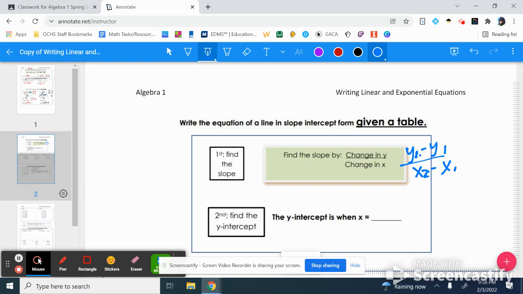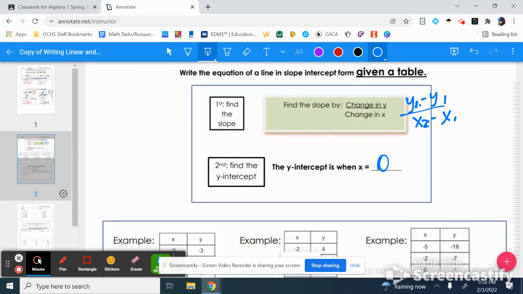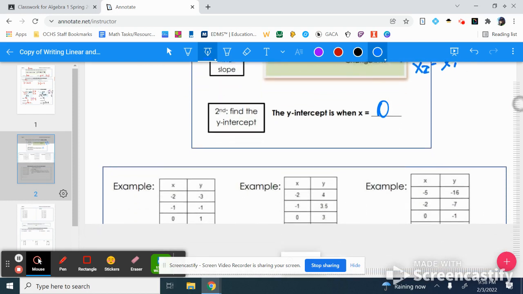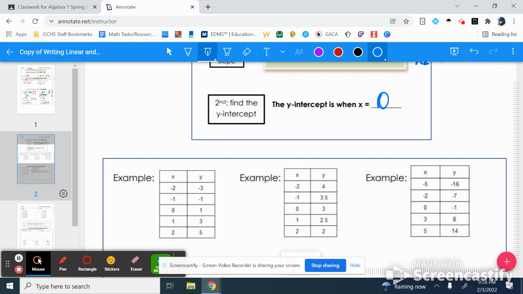And then we want to find where the y-intercept is. Well, we talked about earlier that the y-intercept is always where x is going to equal 0. So if I have a chart, I simply want to look for where the x value equals 0. So let's go through each of these and first identify where the y-intercept would be. As I look through the chart, I want to find where x equals 0, and that's here. So the y value that goes with it for the first example is +1. So my y-intercept, in this case, is +1.